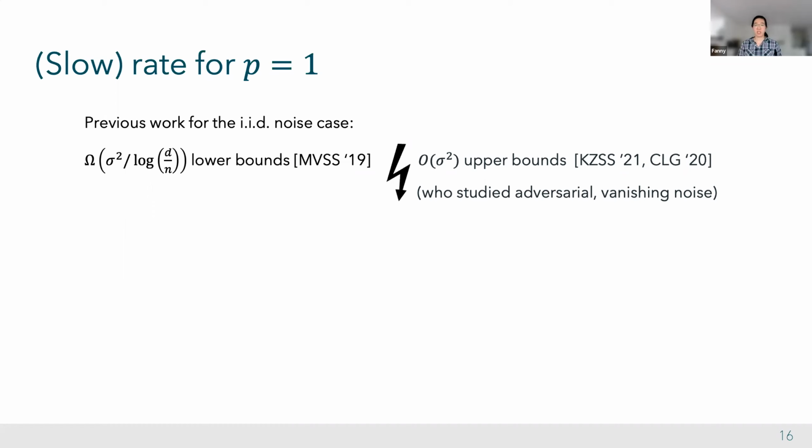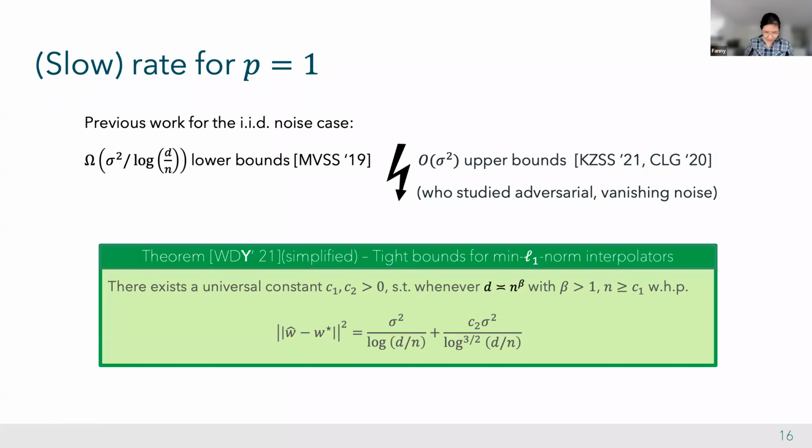that were matching the lower bounds, and there were even conjectures in those papers that, even for the IID noise case, the lower bounds should actually be constant. So it wasn't clear whether the lower bounds were not tight or the upper bounds were not tight. And so we resolved this problem and showed that actually the lower bounds were tight.